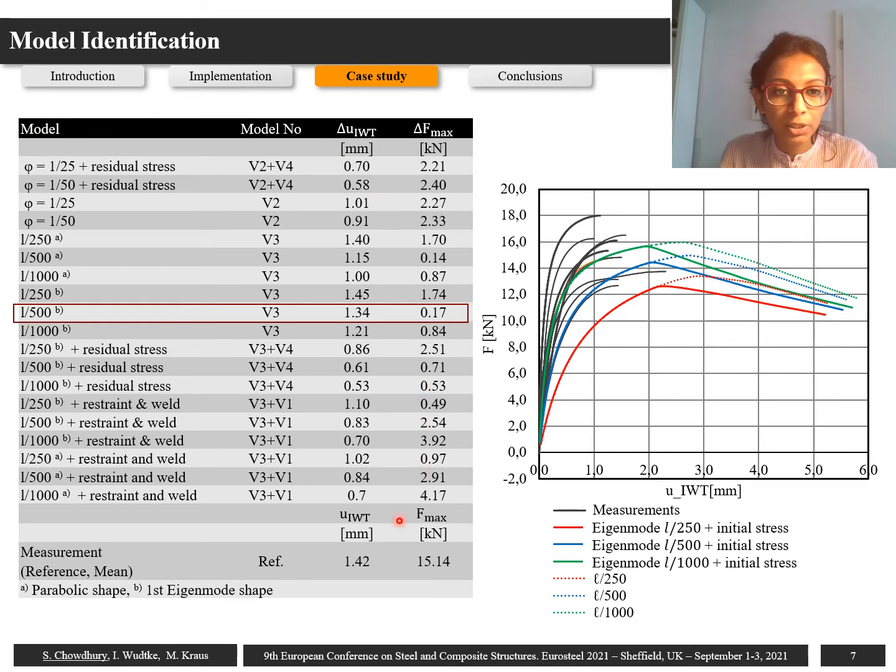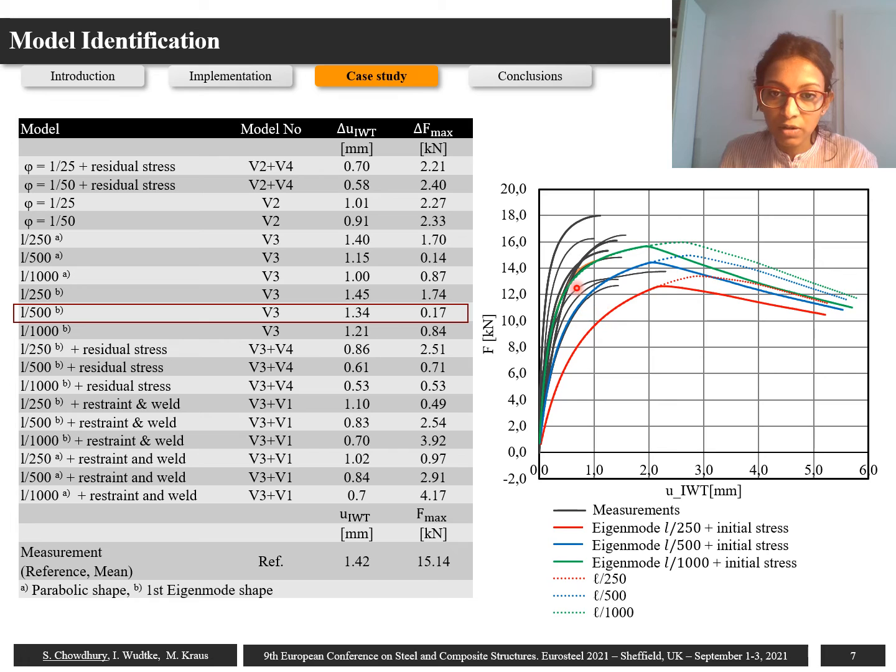and can have multiple combinations. So the first combination in this table is the inclination of phi equal to L by 25 with residual stress, and the last one, for example, is the combination with geometrical imperfection L over 1000 with parabolic shape and restraint and welding. And from all these combinations, the geometrical imperfection of L over 500 with first eigenmode shape is representing our experimental model closely, based on the data from load displacement analysis, which are plotted here.